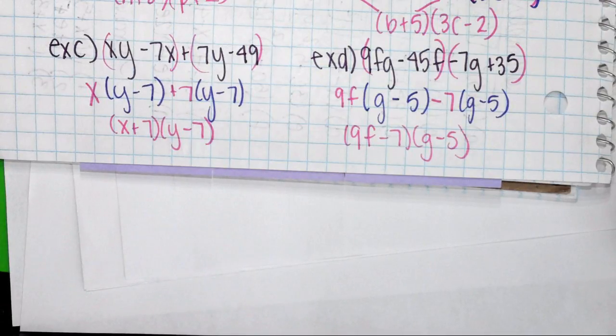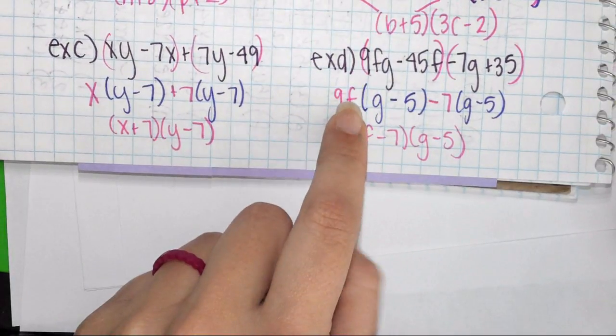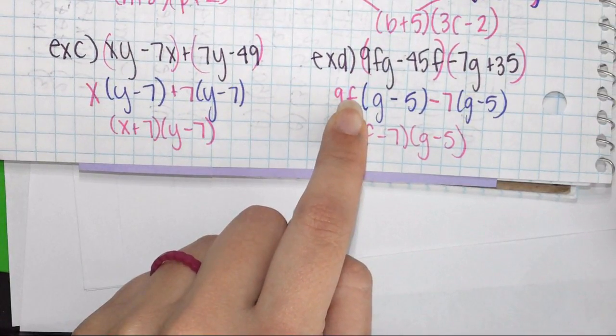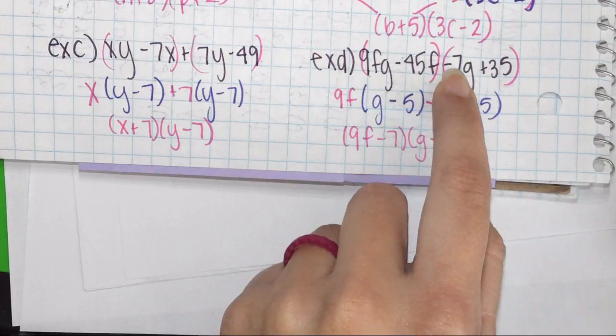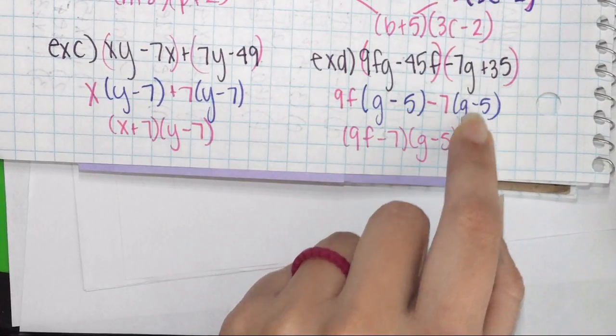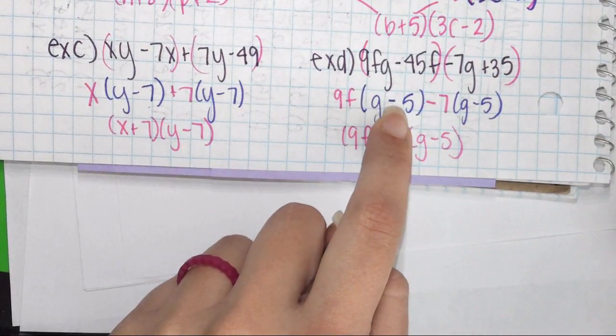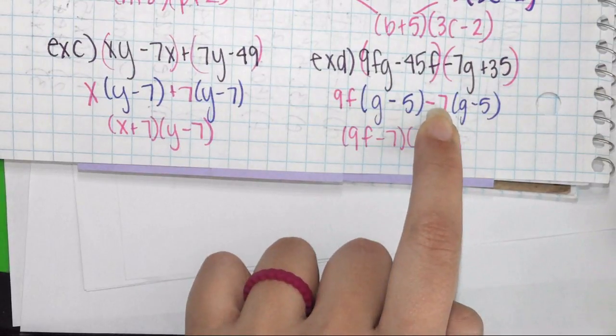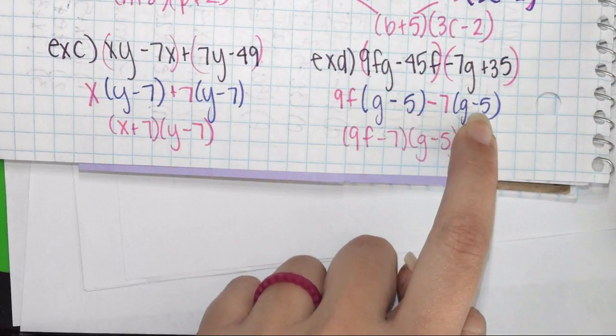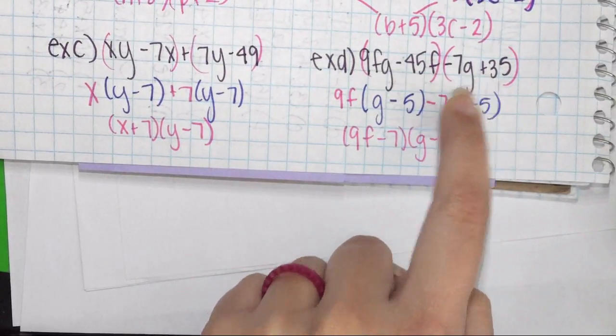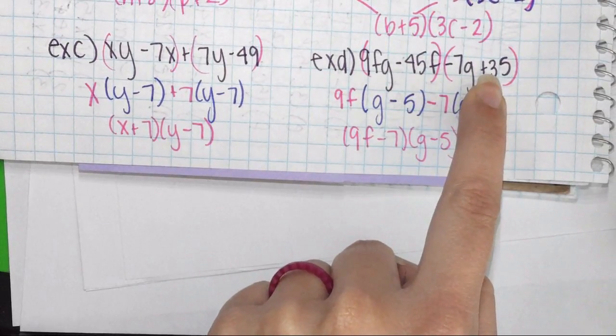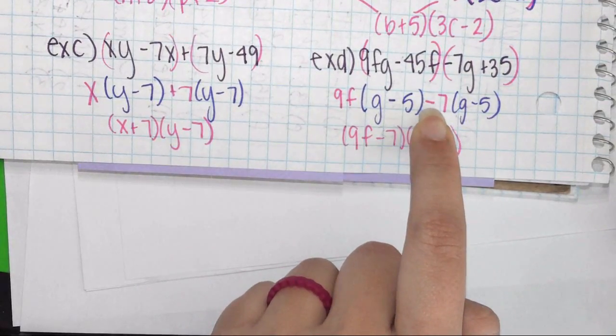What does it all do? Can you help? Okay, you factor out a 9f, right? Yes. Okay, fantastic. You have negative 7g and 35, but you need a negative 5 on the inside. So 35 divided by negative 7 gave me negative 5. When the signs are different, when it's a negative and a positive, you factor out a negative.